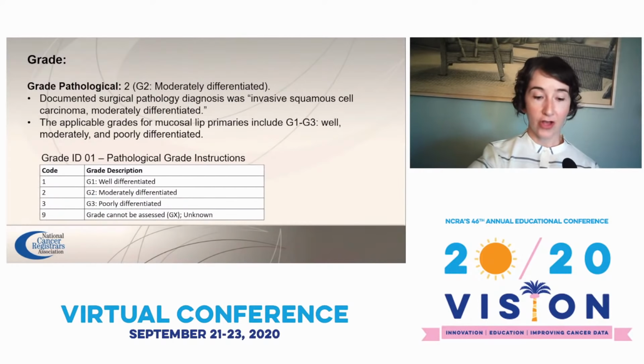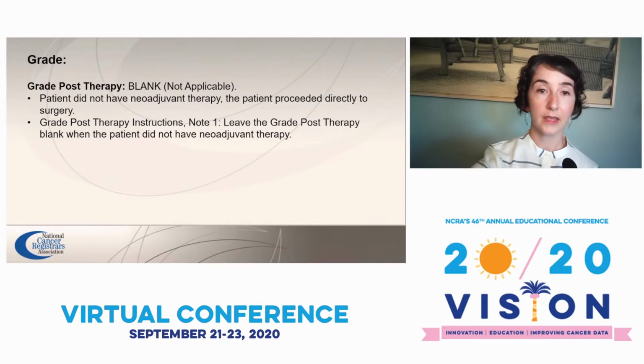For grade pathological, the correct code is 2 or moderately differentiated. The surgical pathology diagnosis was invasive squamous cell carcinoma, moderately differentiated, and the applicable grades for mucosal lip primaries include G1 through G3, or well, moderately, and poorly differentiated. Grade post-therapy is blank because this patient did not have neoadjuvant therapy. The patient proceeded directly to surgery.